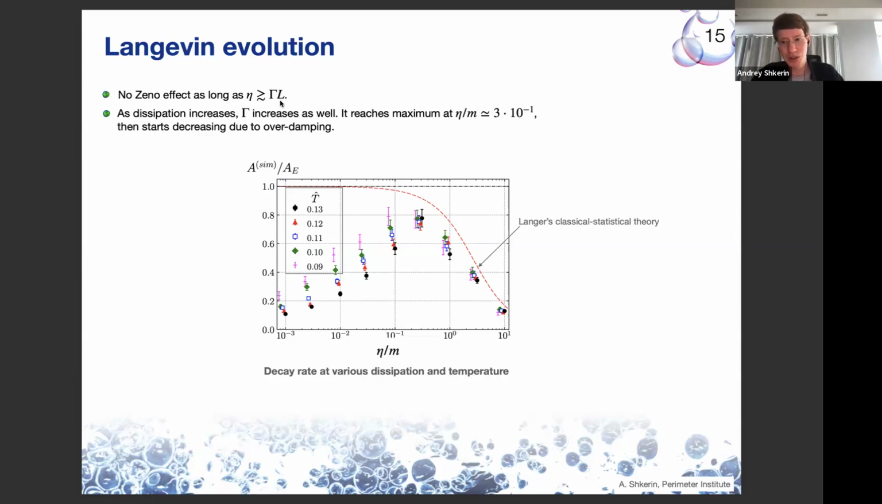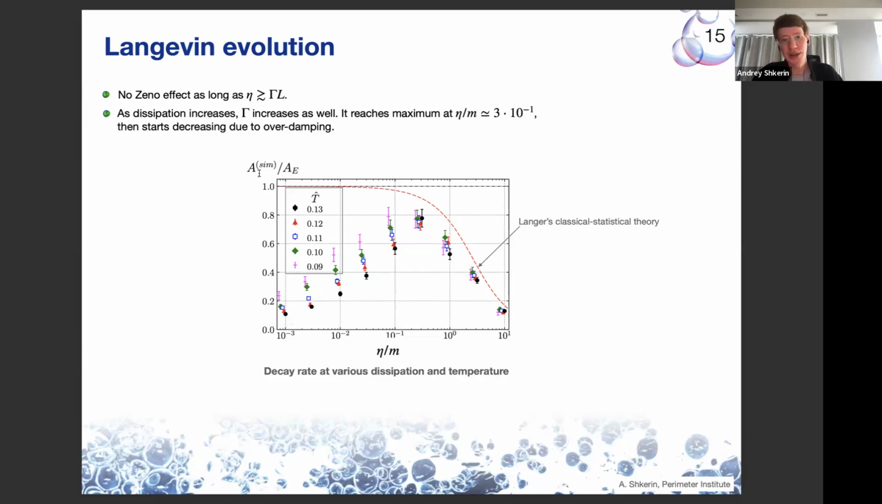Now thermalization happens faster than decays, and the coupling to the thermostat is efficient enough to maintain the system in equilibrium, to maintain the statistical properties of the ensemble unchanged during the simulation time. So that's one good news. Another good news is that when the damping coefficient increases, we see that the decay rate increases as well.